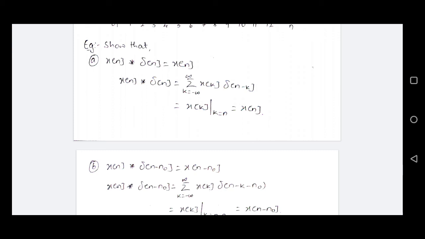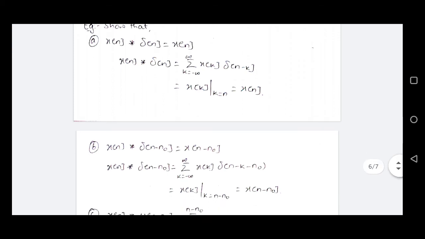We'll prove it now. Convolution between the input and the impulse function in terms of summation will be written as summation from minus infinity to plus infinity x of k delta n minus k. Now this is the sampling property, or it is x of k at k equals to n only. So it will be x of n, the input sequence itself.